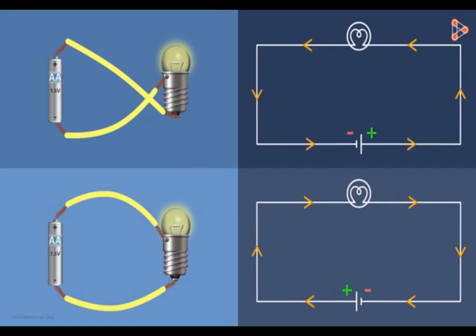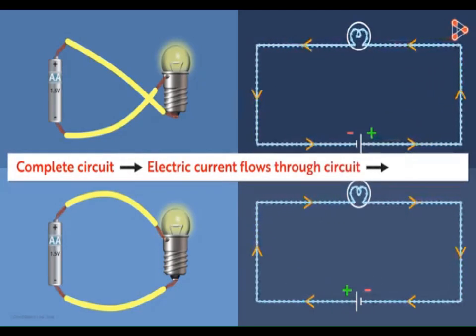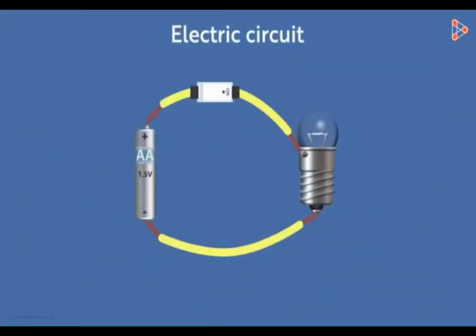Hence, the electric current in this circuit is flowing in the opposite direction. So the electric current can flow in either direction. As long as the circuit is complete, the electricity will flow and the bulb will glow. Let us look at this circuit now. How many components does this circuit have?